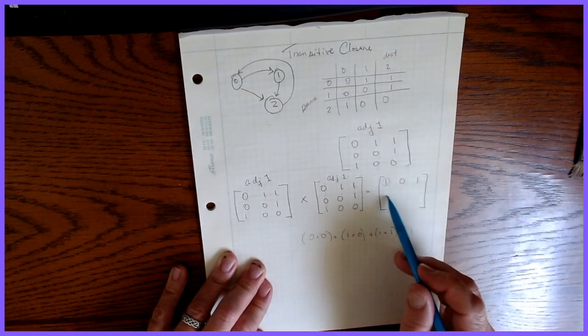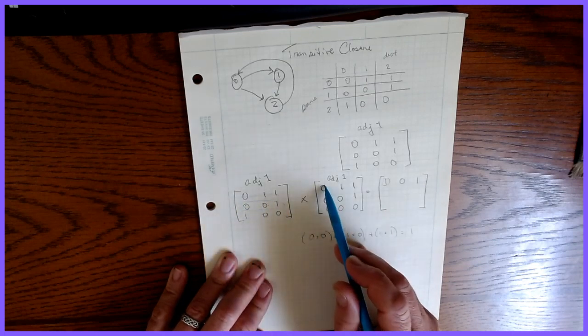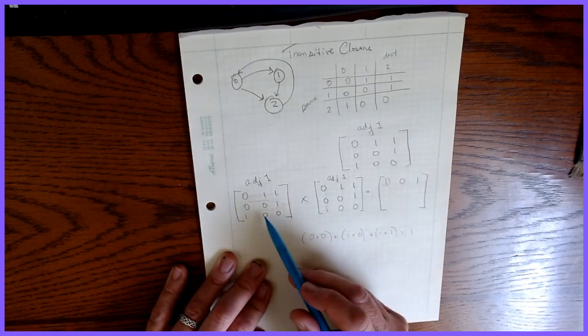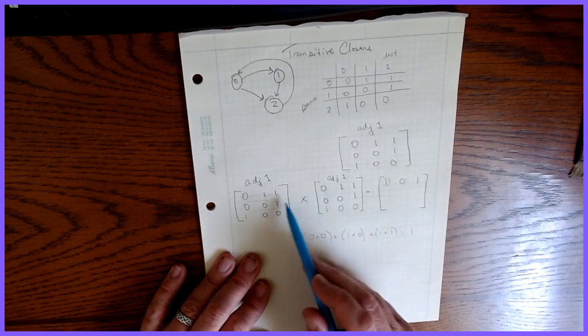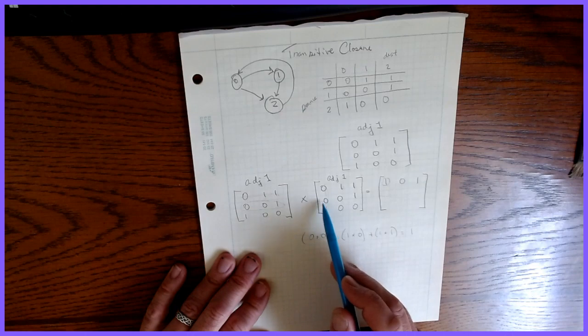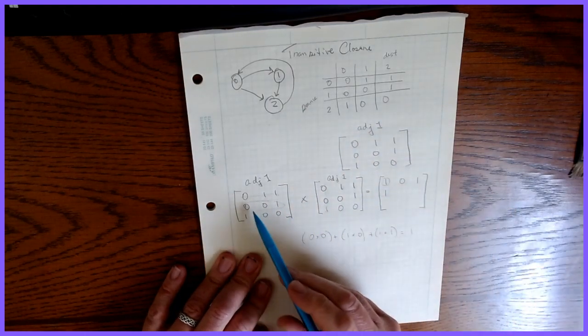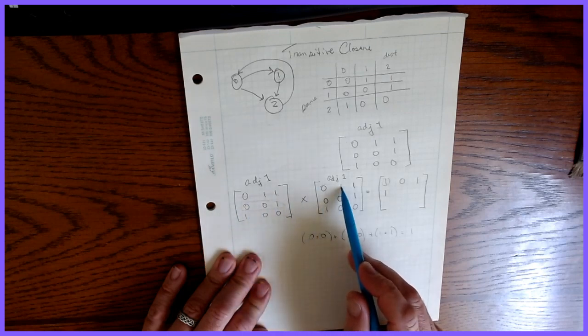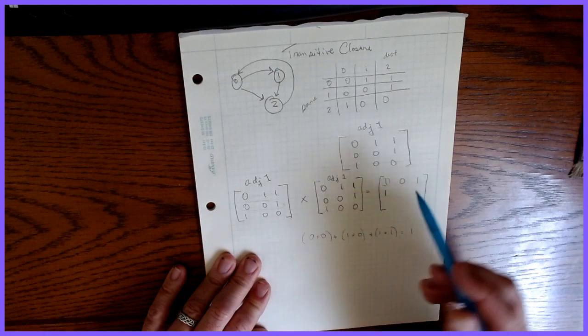Now to get this middle row, I switch row over here and I multiply times each column again. So look, 0 times 0 plus 0 times 0 plus 1 times 1 gives me a 1 there. Then 0 times 1 is a 0 plus 0 times 0 plus 1 times 0 gives me a 0.